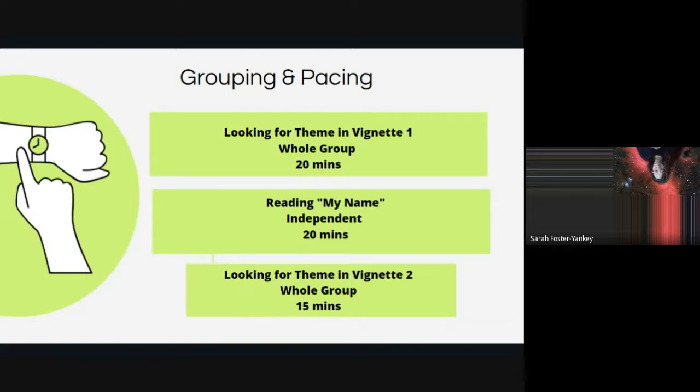Students are graphing independently, but it can be teacher led if the teacher feels that it's necessary, or students can do it in partners. Then whole group, they're going to come back together, and the students are going to direct the teacher or another student to plot vignette 2 on the graph. Because remember, they did vignette 1 together.